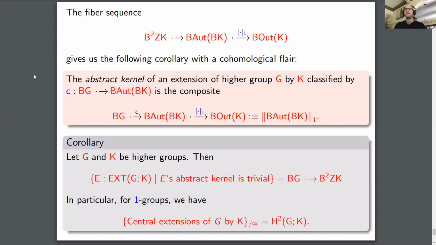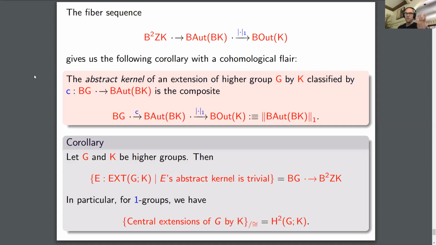Okay, so because of this, B Aut BK can be expressed as a dependent sum over B Out K. And recall that the abstract kernel is given by pushing forward the map into B Out K. Because it's a dependent sum, maps into B Aut BK correspond to maps into B Out K together with sections in the fiber. And that fiber is identifiable with B2ZK. So it's something like second cohomology valued in the center. If you know the classical cohomological story, you know we're getting there.